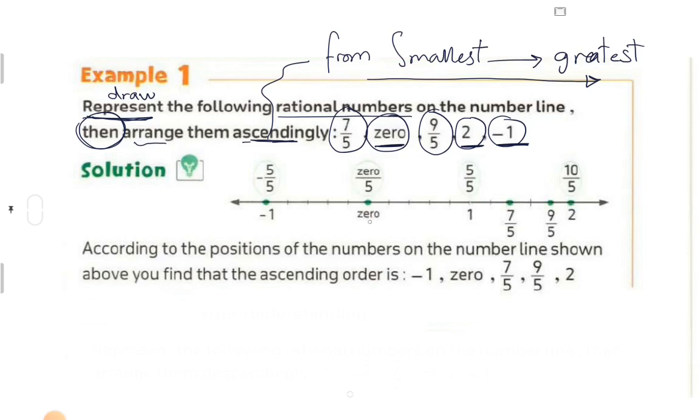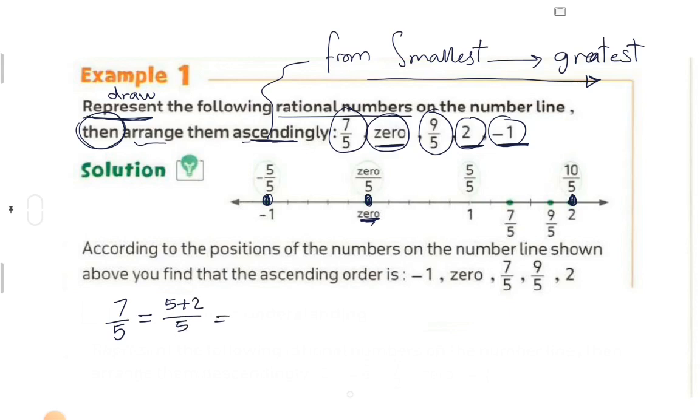0 is obvious, it's here, just a point. And 2 is obvious here. Negative 1 is obvious here. But 7 over 5 and 9 over 5, let's start with 7 over 5. It's an improper fraction. An improper fraction, we have to convert to a mixed number. 7 over 5 equals 5 plus 2 over 5.